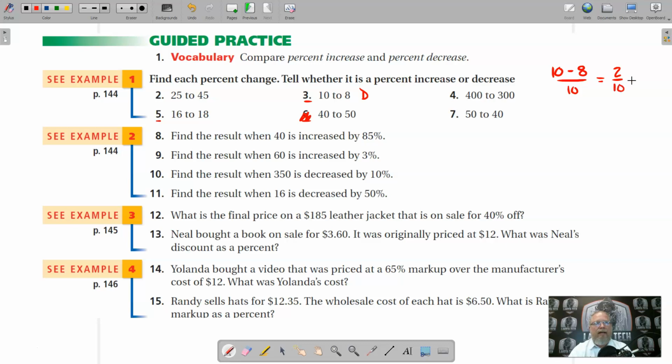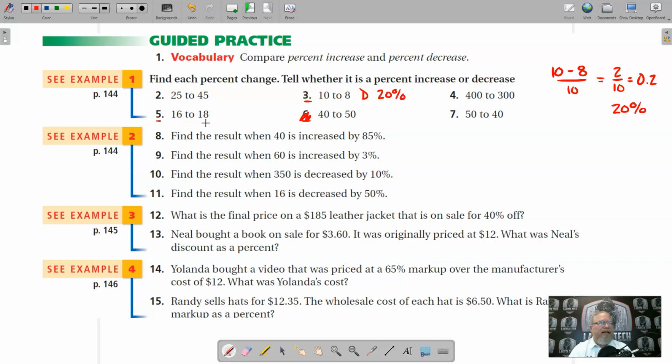2 over 10. And then if I turn that into a decimal, that'd be 0.2. Then move the decimal over 2 places to the right, I get 20. Throw a percent sign on the end. So this would be a decrease of 20%.